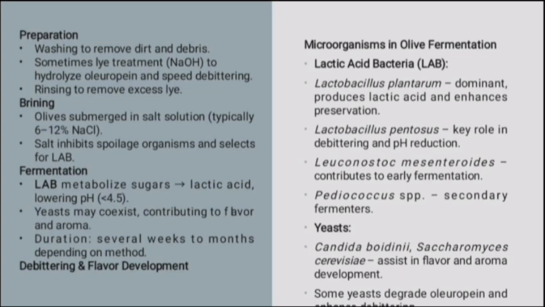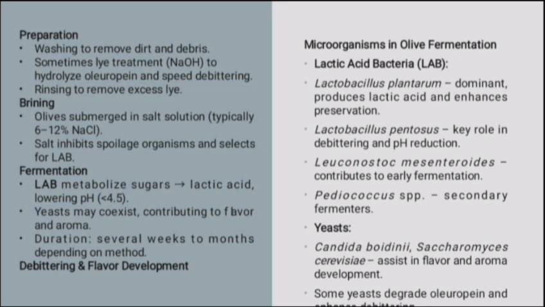Brining then occurs, where olives are submerged in a salt solution, typically 6–12% sodium chloride, which inhibits spoilage organisms and favors lactic acid bacteria. During fermentation, lactic acid bacteria metabolize sugars into lactic acid, lowering the pH to below 4.5. Yeasts may coexist in the brine, contributing to flavor and aroma, and some yeasts also degrade oleuropein to enhance debittering. Fermentation can last from several weeks to months depending on the method. Flavor development and debittering continue during storage.